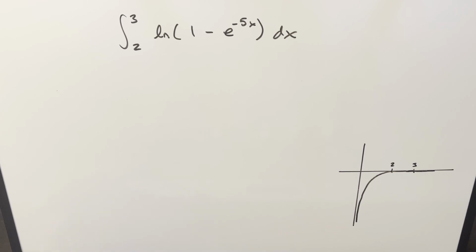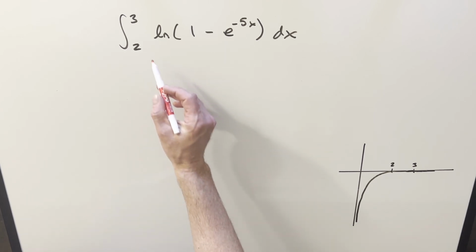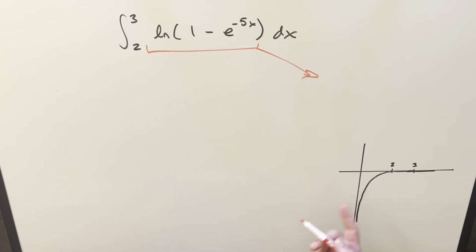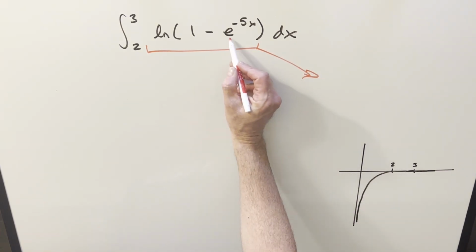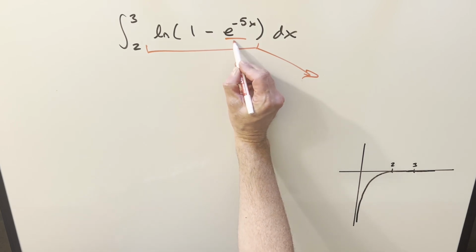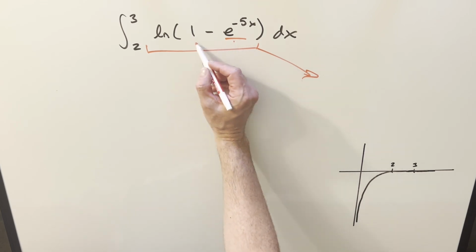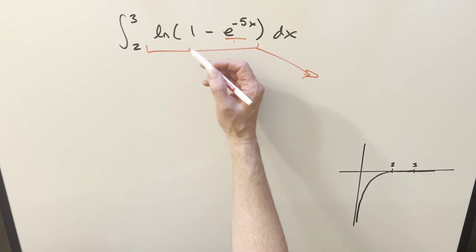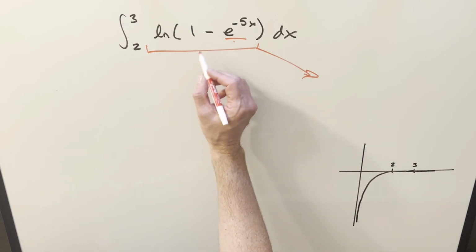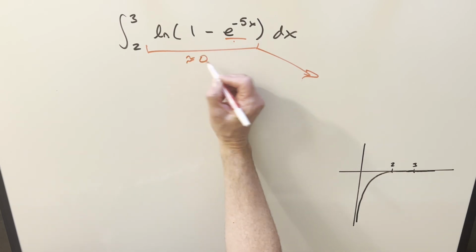Okay, we have here the integral from 2 to 3 of natural log of 1 minus e to the minus 5x dx. Now to get started with this one, the first thing I want to think about is just the graph for this thing that we have over here to the right. If you think about just this e to the minus 5x part from 2 to 3, this right here is going to be a really small number, so it's going to be just slightly less than 1. But natural log of 1 is 0. So what's happening is the whole integral is going to be really close to 0.